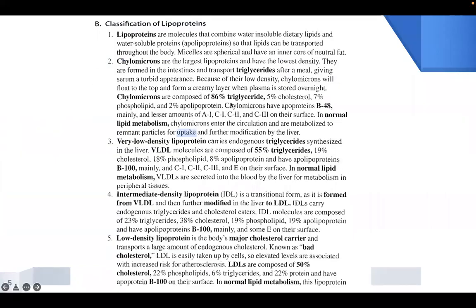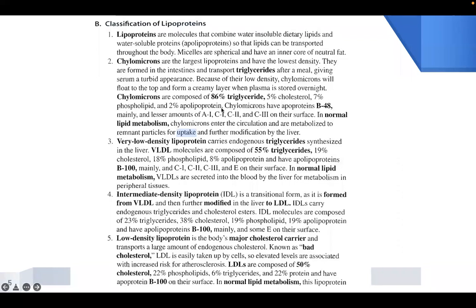So this is the classification of your lipoproteins. Again, your lipoproteins are molecules that combine water-insoluble dietary lipids and water-soluble proteins so that lipids can be transported throughout the body. So micelles are spherical and have an inner core of neutral fat. Being your lipids hydrophobic, they need the following proteins for them to be transported to the different organs of our body. Okay, so kailangan magbound sila doon sa mga tinatawag nating proteins so that they can be transported.